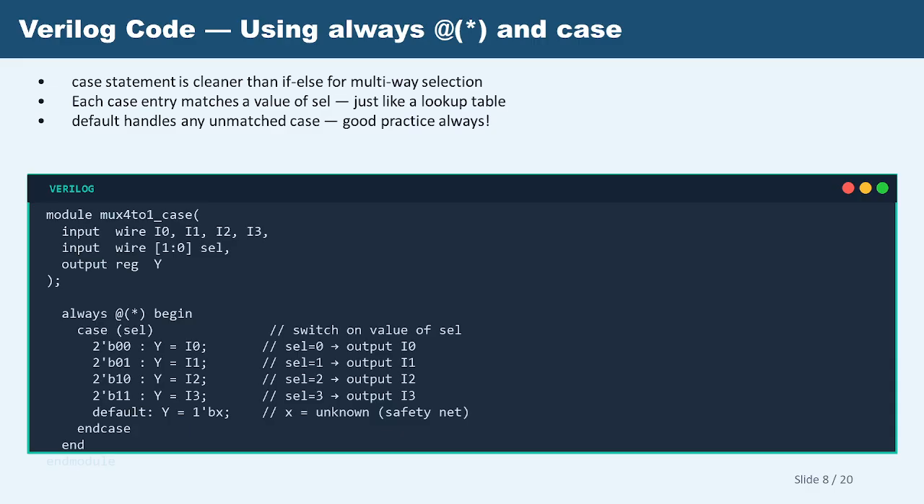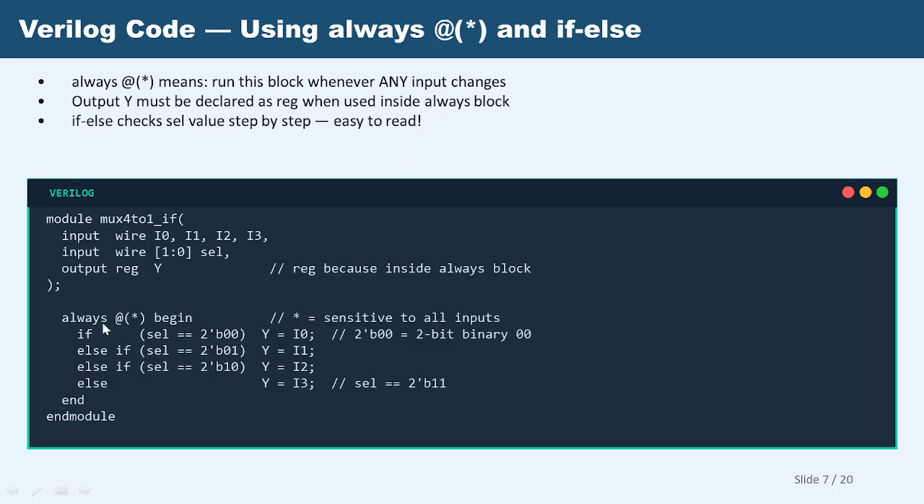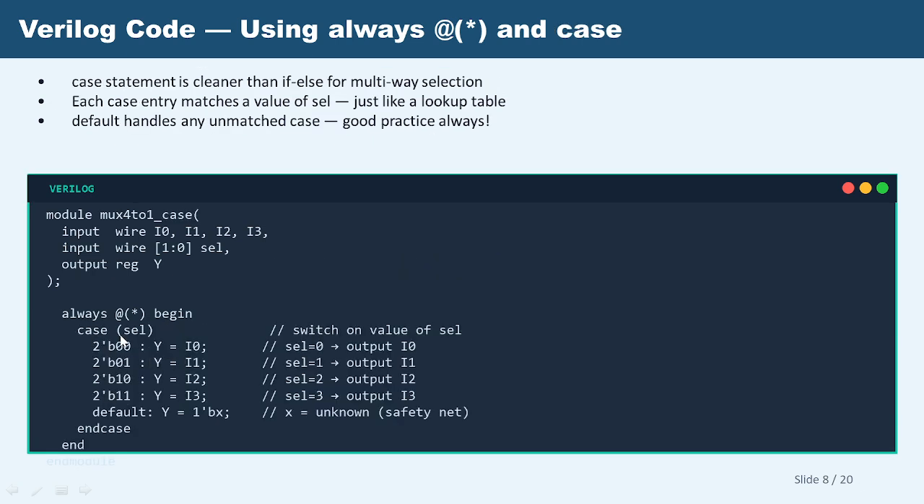What is the key difference from if else? The case is more readable, okay. See here, you can easily read that. If 2 bit 00, it somewhat looks like a truth table only, right? But here you are using if, else if, else statements. But look here, it just somewhat looks like a truth table only, right?